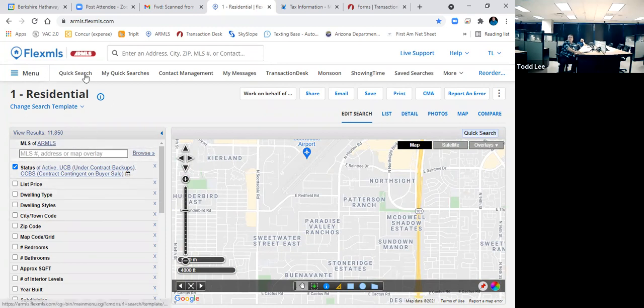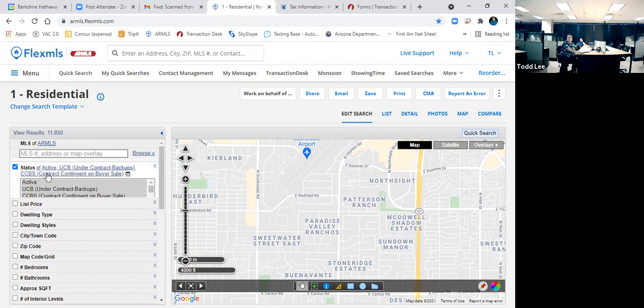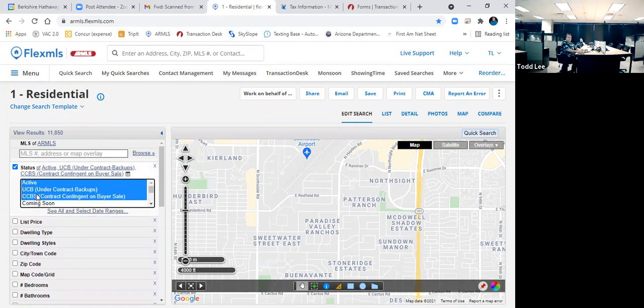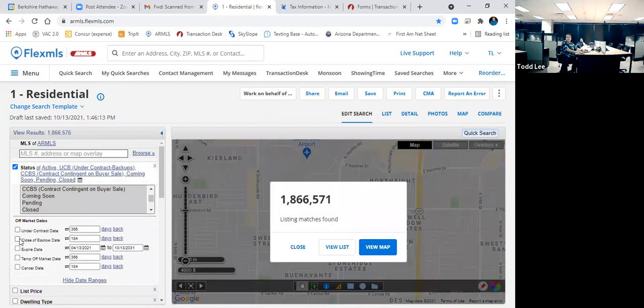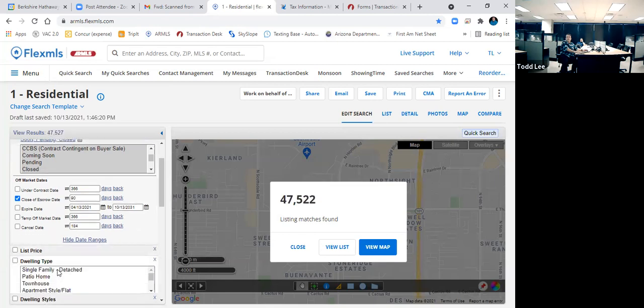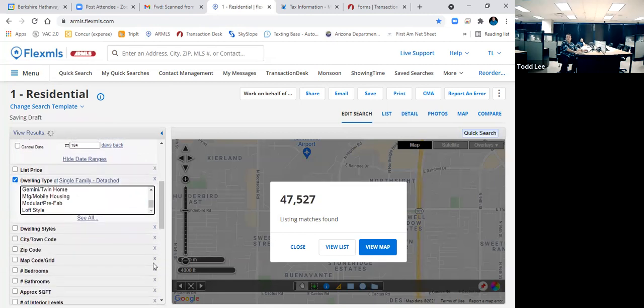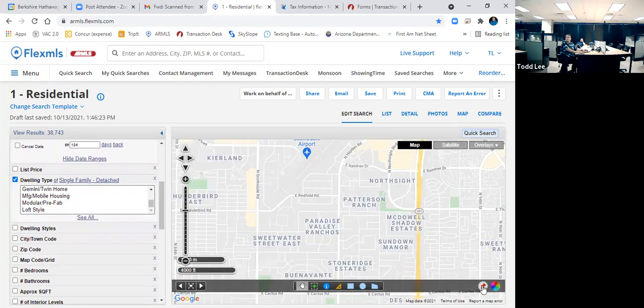All right. So we're going to start over again. We're going to do a quick search. We're going to click on our status. We're going to go shift 1, 2, 3, 4, 5. We're going to change our dates under contract, close of escrow date. We're going to go 90 days back. And single family house. Yep. And close that. Put that in.